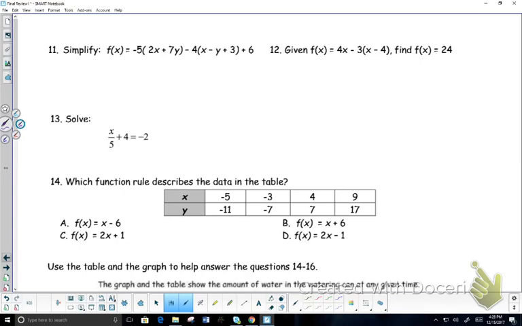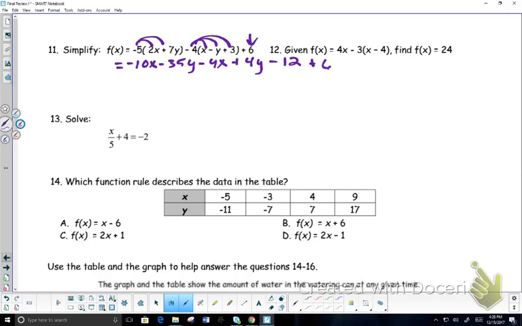Okay, let's see what I can do. See if I can fit it in this space. I got equals -10x. I got -35y. And then I got -4x, I got positive 4y, and I got negative 12. Okay? Oh, don't forget your plus 6 out there, which I was about to forget.